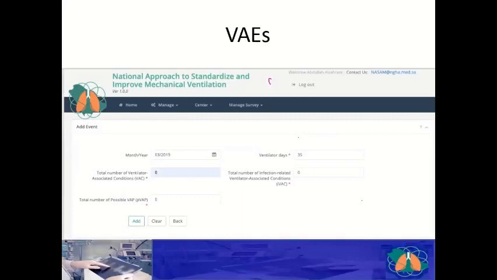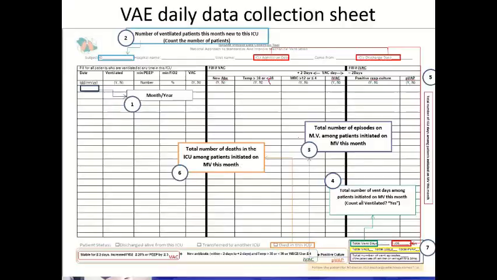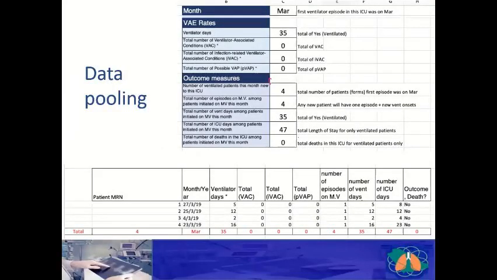So the data will be like this in the NASAM database. The month here is March 2019. Ventilator days: we sum all of the ventilator days for the 4 patients, and it was 35. And we had 0 episodes of VAC, IVAC, and BVAP. I will go back to the summary data here.